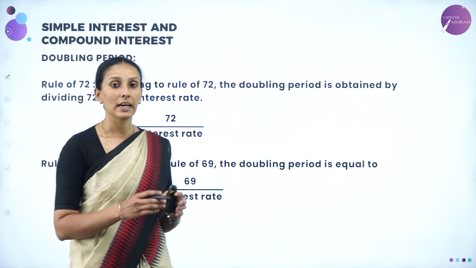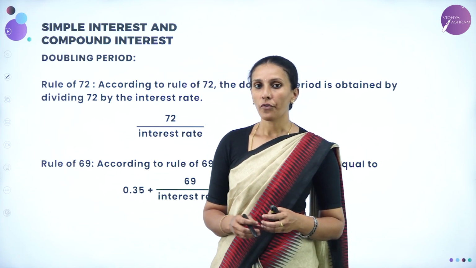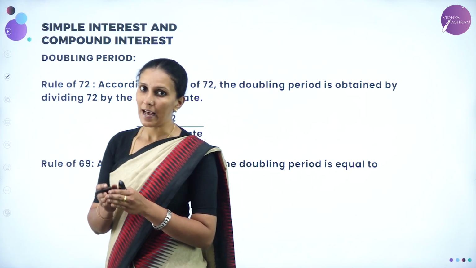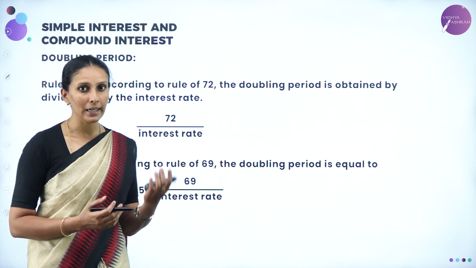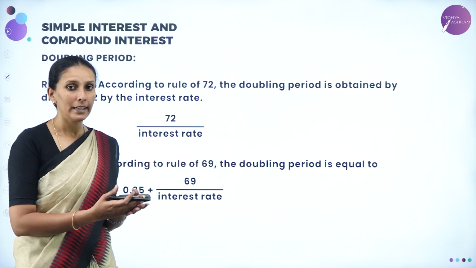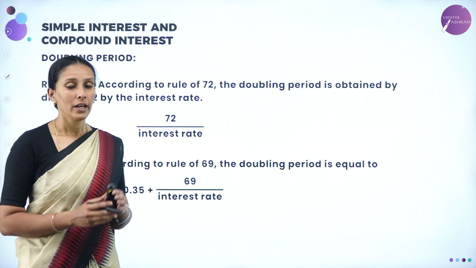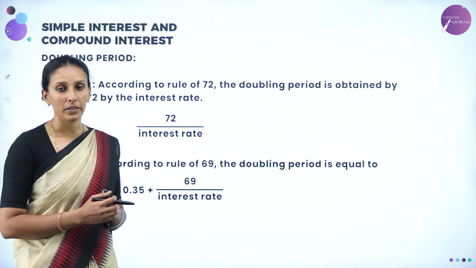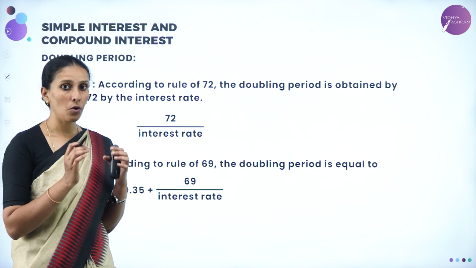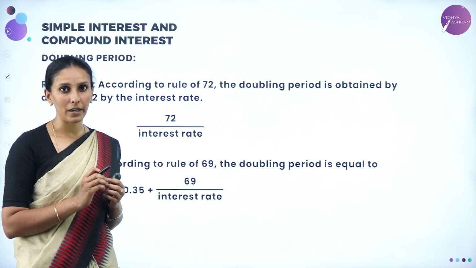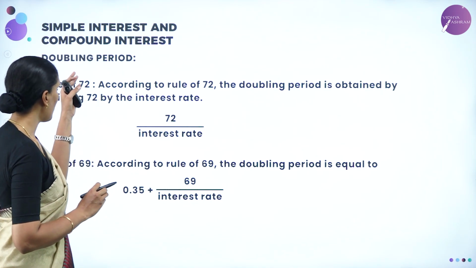So the next thing is the doubling period. Usually an investor will have an idea: when a certain amount of investment has been made, when will the investment double? For example, if you have invested 10,000 for a certain period of time at a given percent, then your amount has to double. That is, you should get 20,000 when you take it back. So what is the tenure or time period so that my amount will actually double? This is called the doubling period.